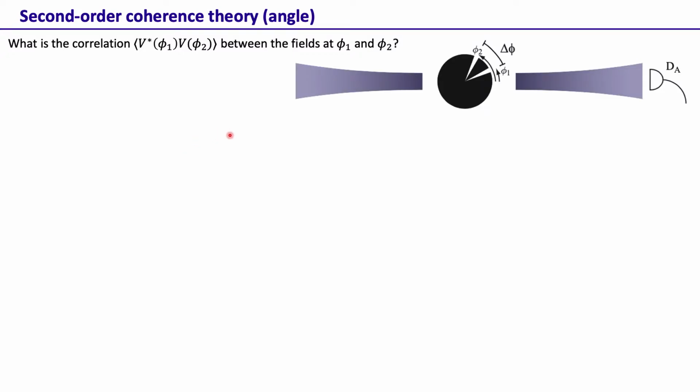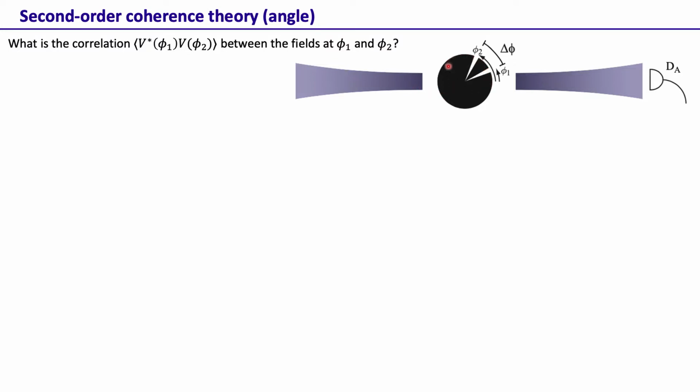So today we are going to study coherence, or second order coherence, in the angle domain. What do we mean by that? Again we start with a similar question: what is the correlation V star phi 1 V phi 2 between the fields at phi 1 and phi 2, and by phi 1 and phi 2 I mean this.